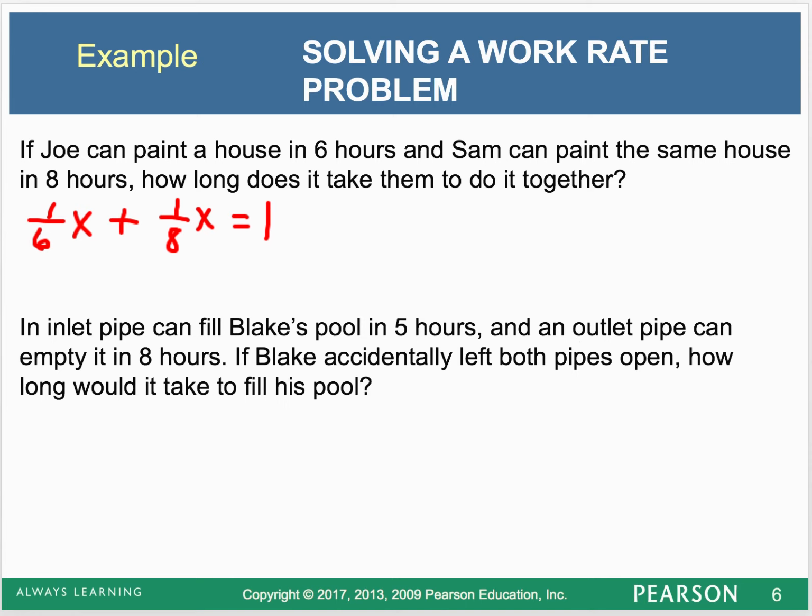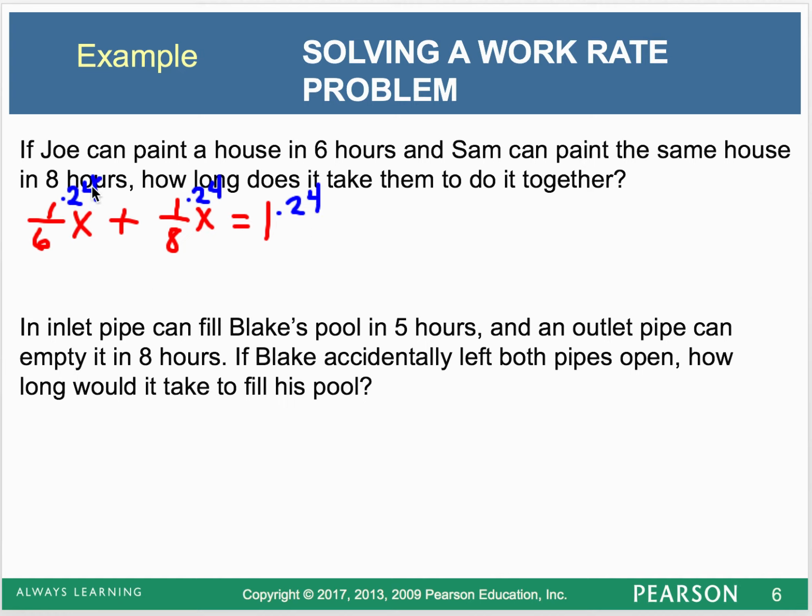Now, once we have this, notice it's got fractions in it. So I need my least common denominator. The least common denominator between 8 and 6 is 24. Yes, you could have used 48. It'll just make your numbers bigger and you've got to simplify more. The least common denominator is nicest, but any common denominator will work.